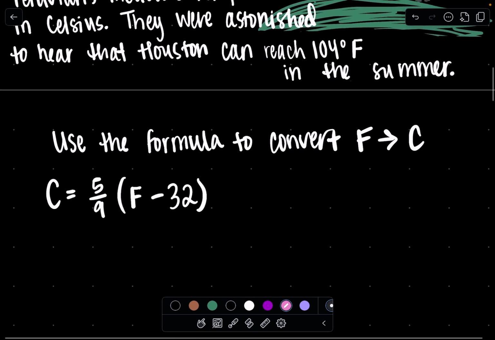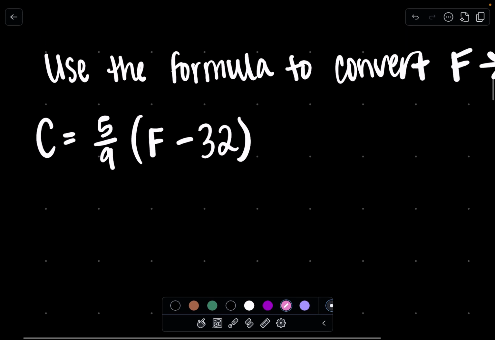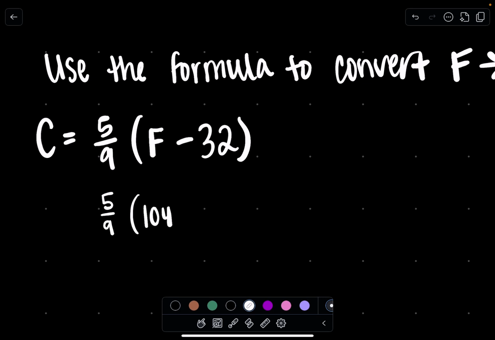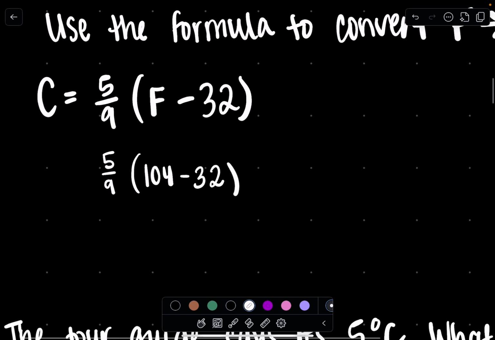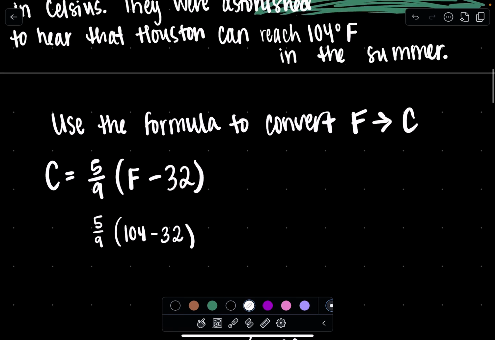So let's convert. We're going to use the formula Celsius equals 5/9 parentheses F, which stands for Fahrenheit, minus 32. Why do you think there's a 32 here in the formula? Well, 32 is our freezing point, and it's super important for this example. So let's plug in what we know. We don't know the Celsius, but we do know the temperature in Houston. So I'm using 104 because that's the hottest summer I can remember.